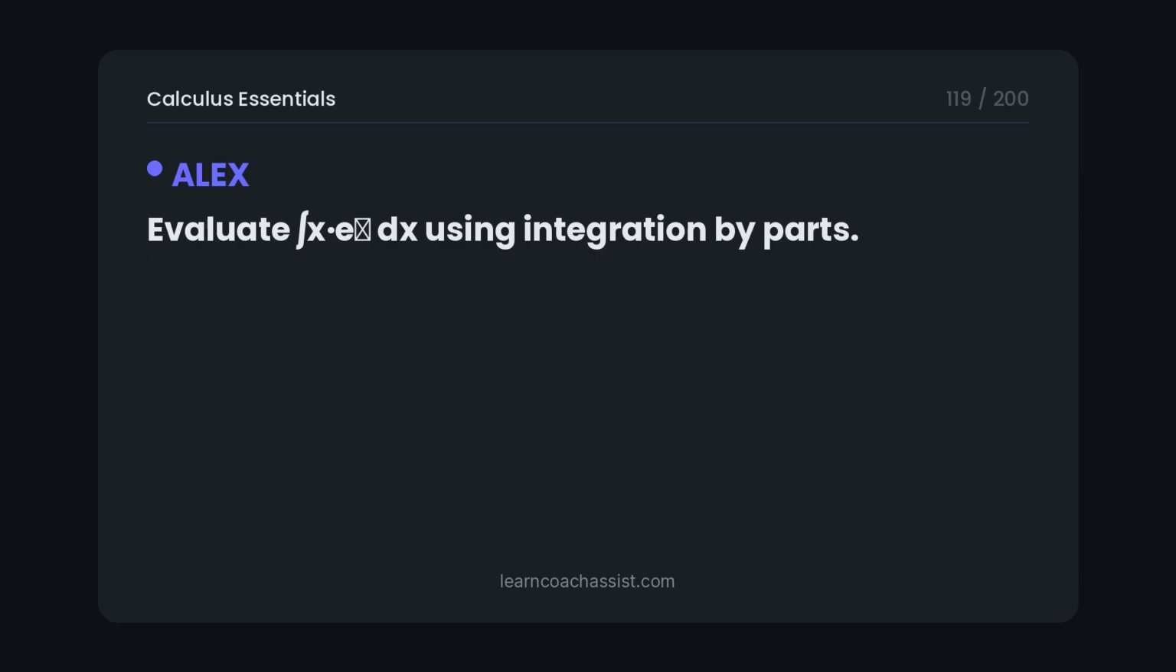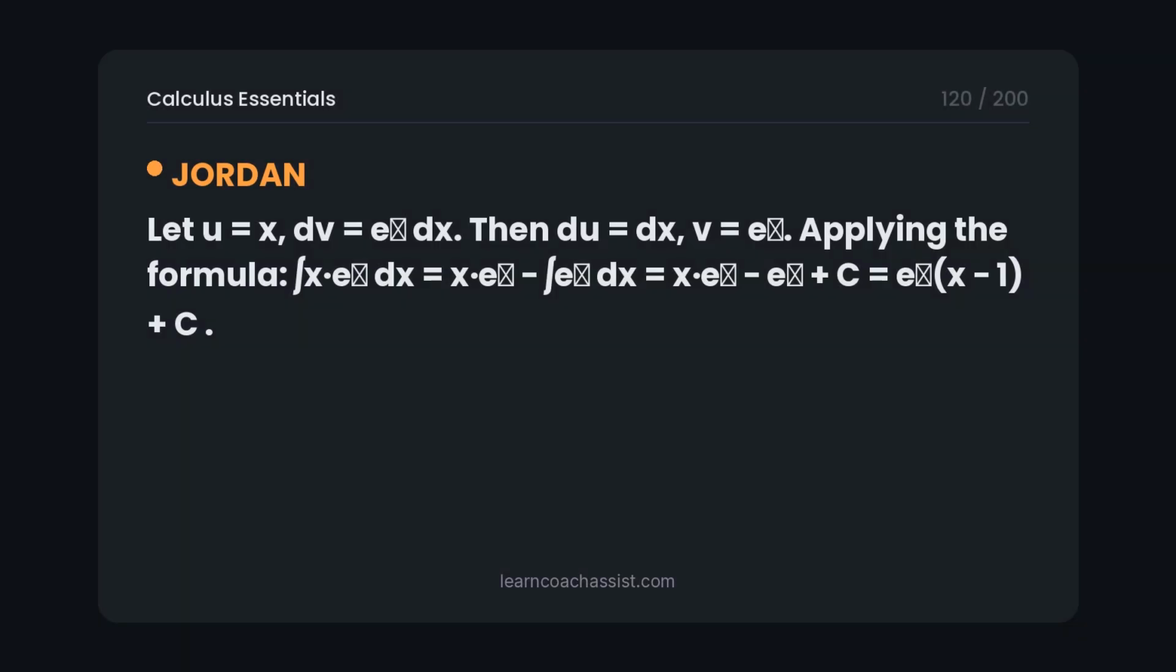Evaluate the integral of x eˣ dx using integration by parts. Let u = x, dv = eˣ dx. Then du = dx, v = eˣ. Applying the formula, the integral of x eˣ dx equals x eˣ minus the integral of eˣ dx, which equals x eˣ − eˣ + C, which equals eˣ(x − 1) + C.